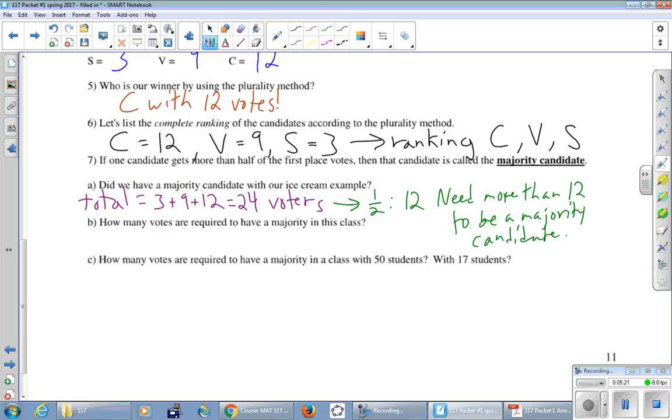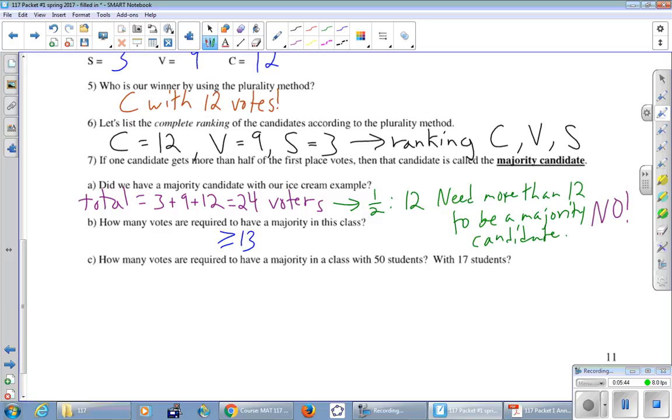So in this case, chocolate had 12, which is not more than 12. So the answer is no, we did not have a majority candidate. We needed somebody to have more than 12 votes. So that's the answer to part B. How many votes are required to have a majority in this class? Greater than or equal to 13. 12 does not cut it.